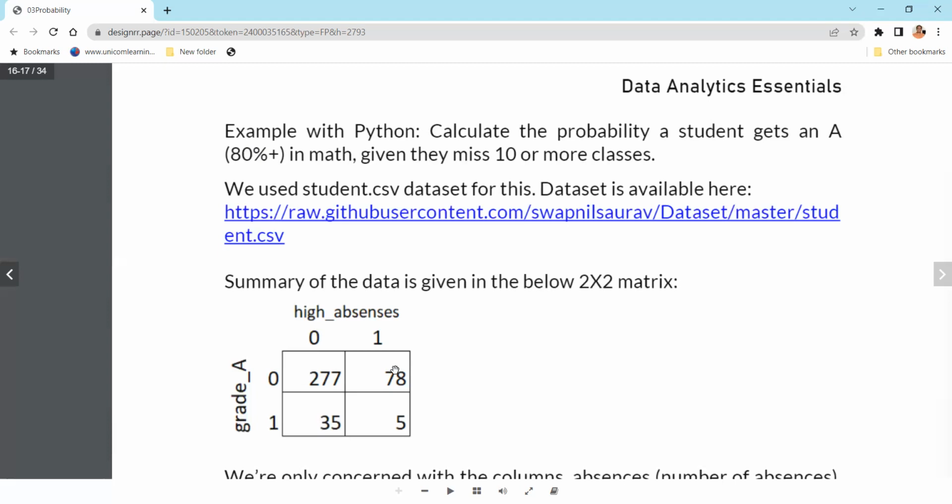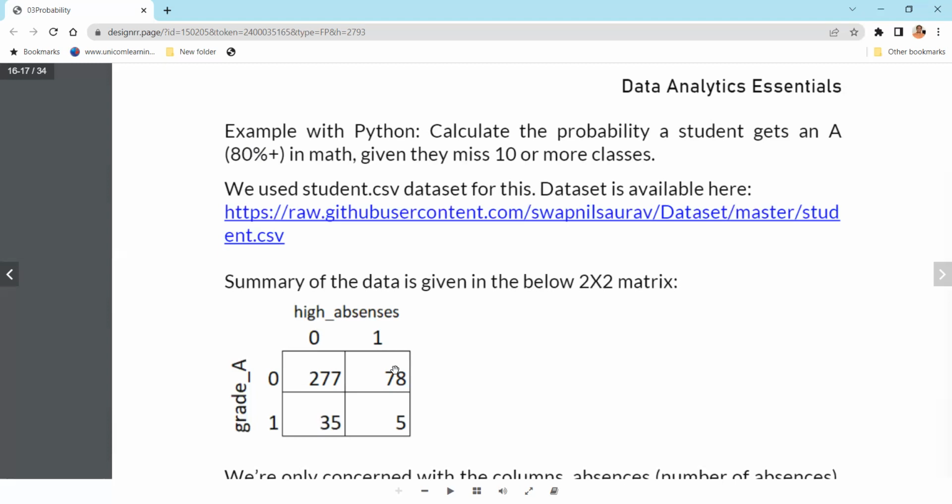35 people are regular and have got grade A. 35 people have got grade A and they are regular. 5 people are those who have got grade A, but also they are highly absent. They don't attend class regularly and they got grade A. So there are 5 such people in the class.